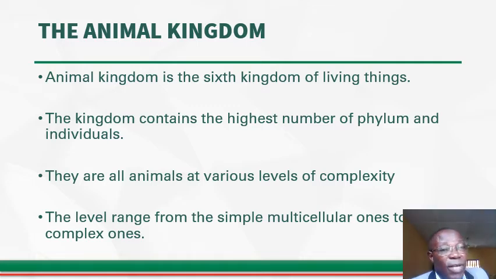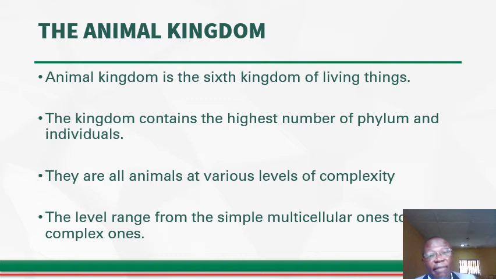Now we go into the animal kingdom. We have completed discussion on the plant kingdom, so we now want to discuss the animal kingdom. The animal kingdom is the sixth kingdom of living things, and it contains the highest number of phyla and individuals among living organisms. They are all animals at various levels of complexity.